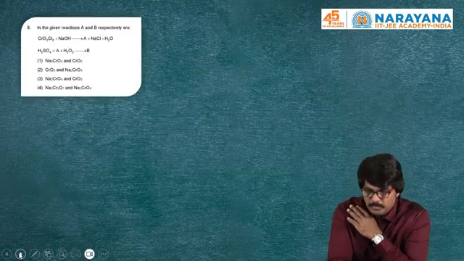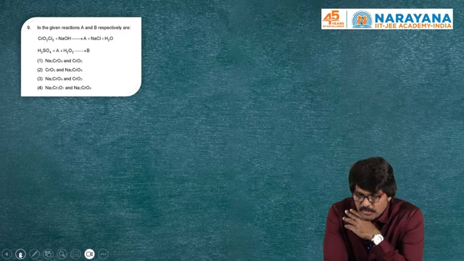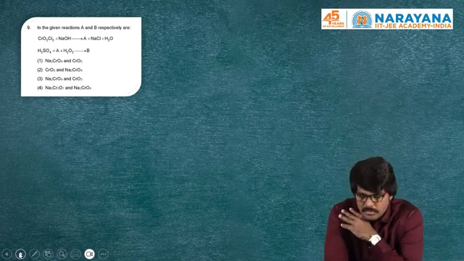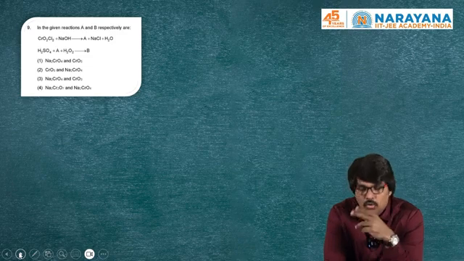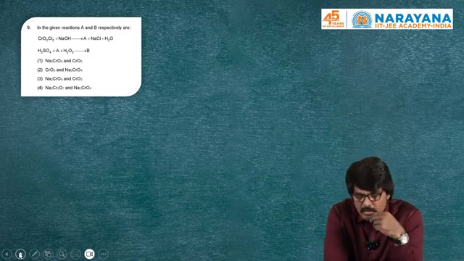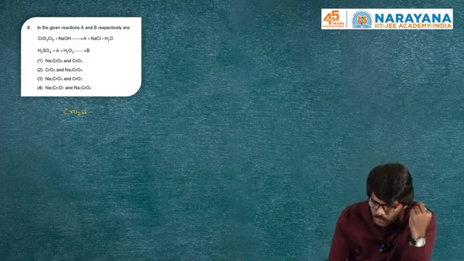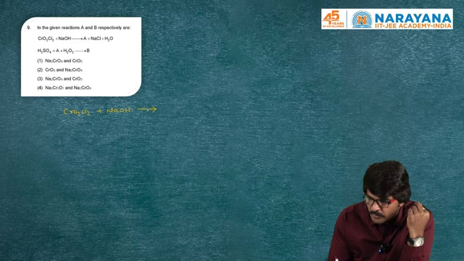And the next one, in the given reactions A and B respectively. This is a qualitative analysis, salt analysis, chloride ion test, chromyl chloride test we can say. So here this is CrO2Cl2, CrO2Cl2 on reaction with NaOH gives Na2CrO4, sodium chromate, with the removal of NaCl and water. Of course, this is a yellow colored solution.